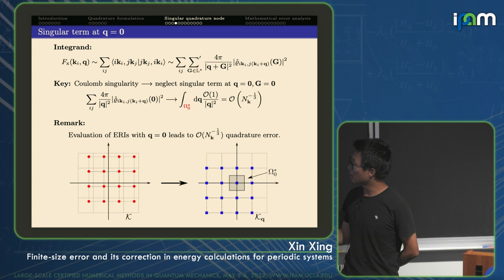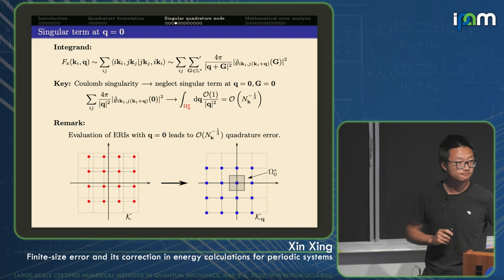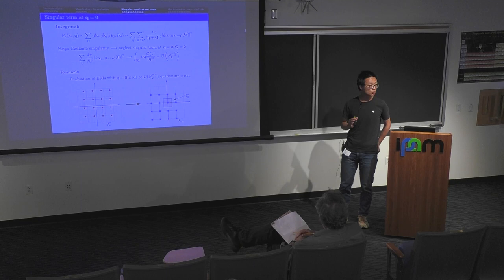This neglected integral contributes as a quadrature error and can be estimated to be of scale n to negative 1/3, which turns out to be a significant quadrature error for the whole calculation. So a more intuitive summary: the evaluation of these ERIs with zero momentum transfer point q equals zero alone will contribute a significant quadrature error of scale n to negative 1/3.